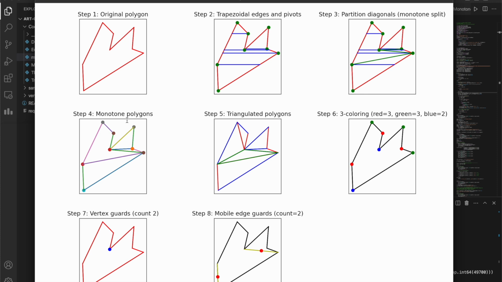Our GUI also allows adding custom points manually. So instead of random polygons, we can construct any polygon shape by clicking points on the canvas and rerunning the algorithm.